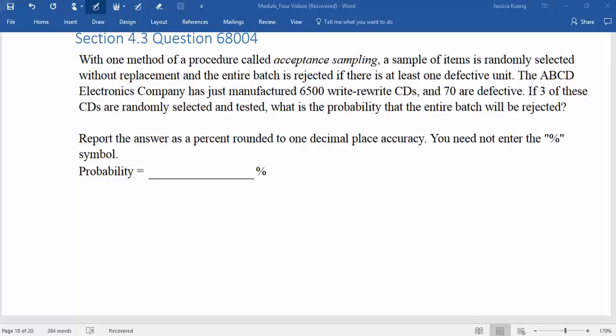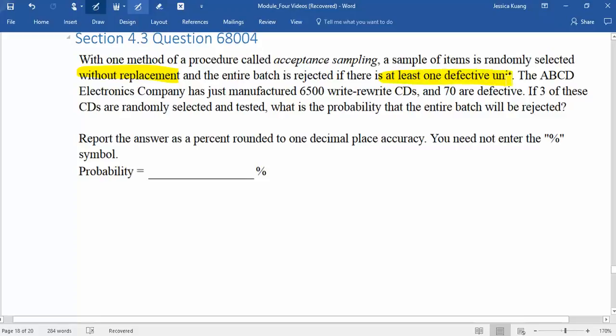So in manufacturing, we have this method called acceptance sampling. That means we randomly select items without replacement. Let me highlight that: without replacement. And the entire batch is rejected if there is at least one defective unit.